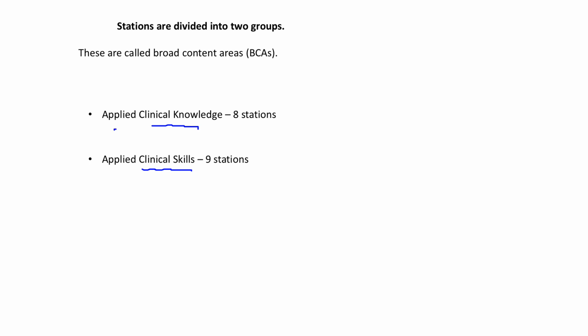So this is applied clinical knowledge. The question will not be what is the course of the median nerve. Instead, the question will be: a person has an injury to his wrist and a nerve can be damaged, which nerve is damaged, and how will you assess it clinically. So there are applied clinical knowledge and clinical skill stations.